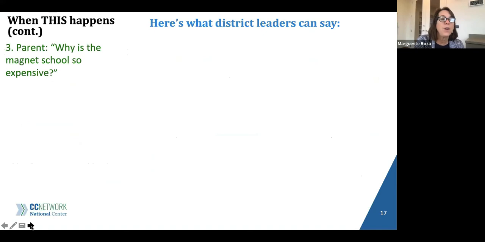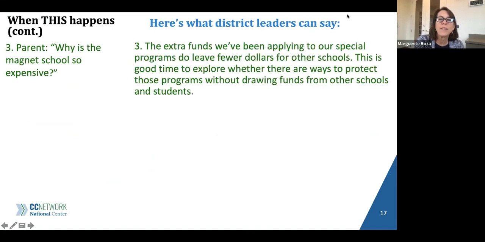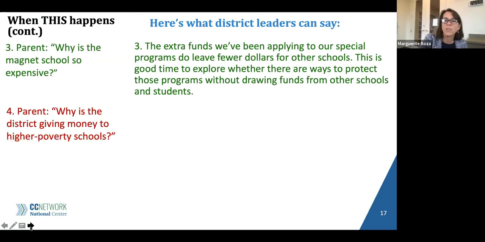Here's another one. Why is the magnet school so expensive? Well, we put more money there, right? The extra funds we've been applying to our special programs do leave fewer dollars for other schools. People need to know how that fits together, right? This is a good time to explore whether there are ways to protect those programs without drawing funds from other schools and students. So we can just say, let's look into see if that's something we can do or not. We'll have the conversation.